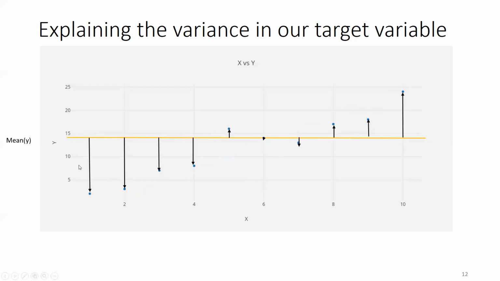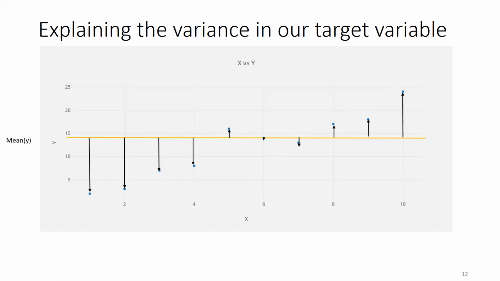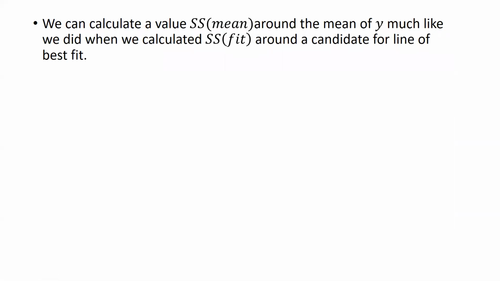That is, we don't know where the variance comes from. We're assuming that there are no variables that contribute to the variance here. So you see the larger residuals in just the mean of y. We can calculate a value SS mean around the mean of y, just as we did with SS fit. So now we have these two objects, SS fit and SS mean.